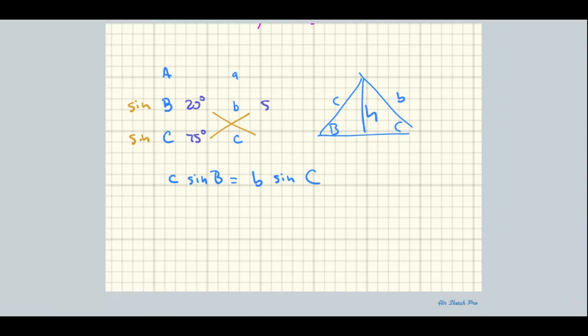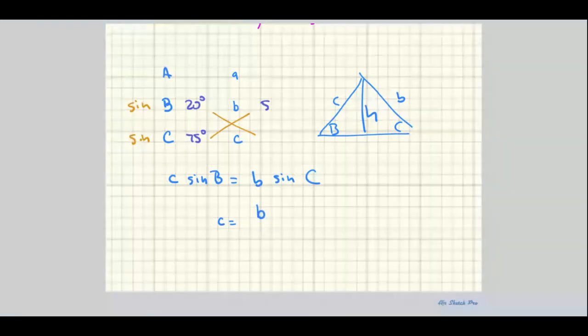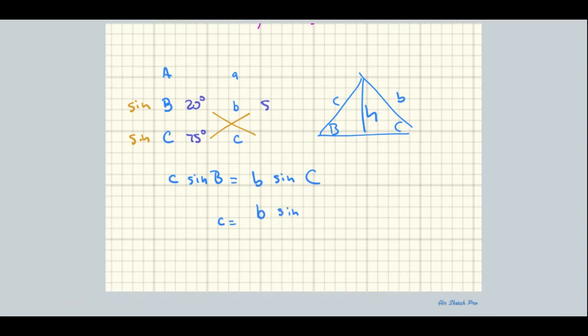Okay, so let's plug numbers in now. Okay, guys? And now here is my advice. Never plug numbers in until you're actually where you're trying to solve, because that gives you too many chances to copy things wrong. So I'm going to write this as C is equal to B times sine C over sine B. And now I'm ready to plug things in. B is 5.